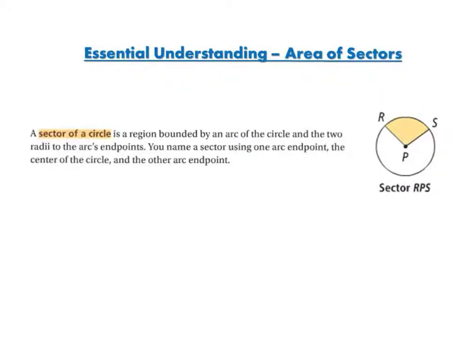A sector of a circle is a region or a part of a circle that is bounded by an arc, and you'll have a radius on one side, a radius on the other, and so the sector is this shaded in area. Now when you name a sector, you start at one end point on the arc, go to the center of the circle, and go to the other end point. So the middle letter is always going to be the center of the circle. So in this case, we have sector RPS.